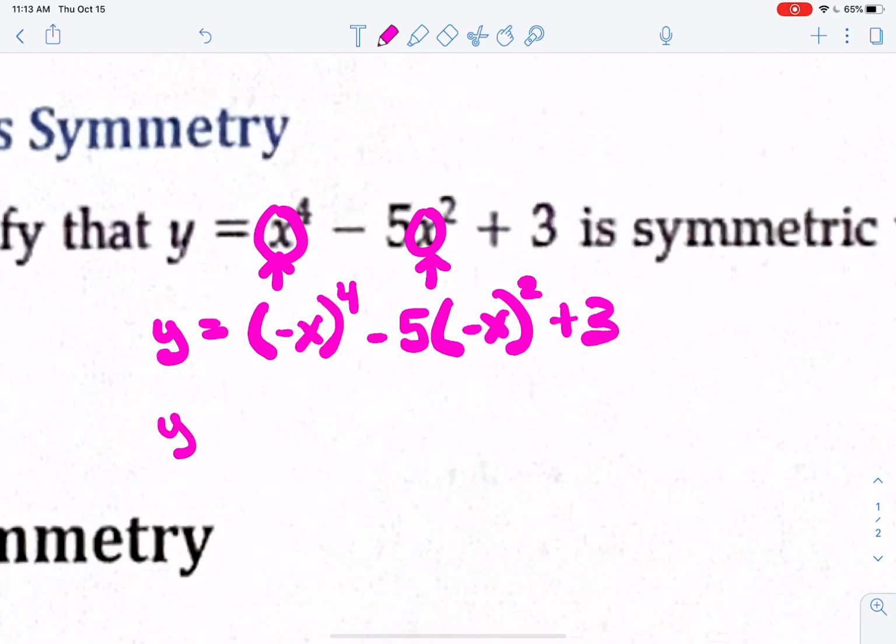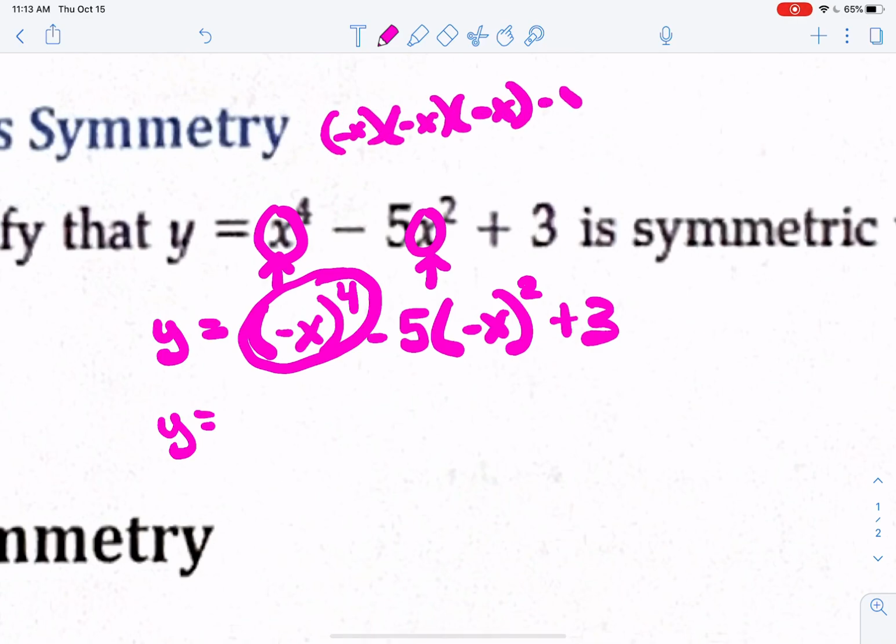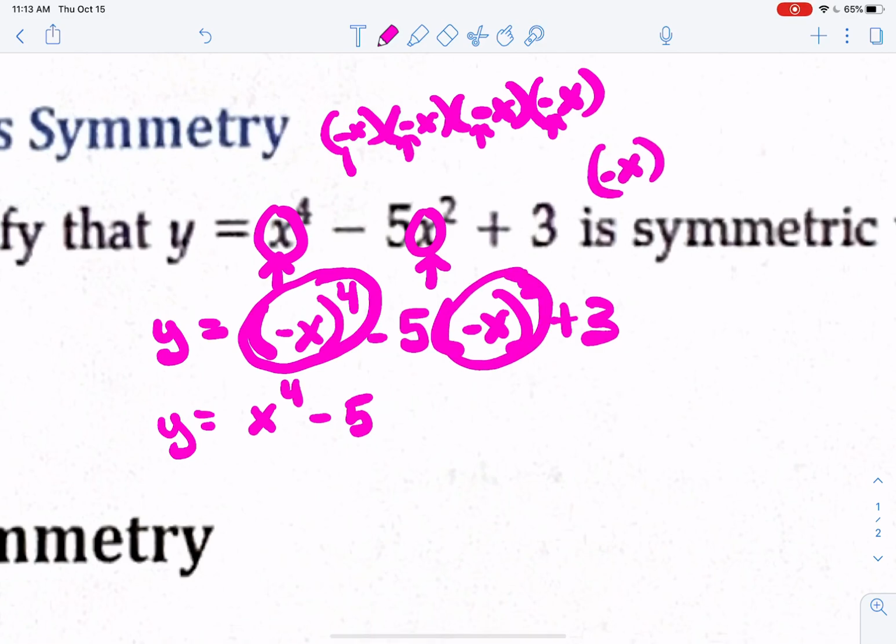Okay, and so what happens is, if I take negative x to the 4th power and simplify, it means negative x times negative x times negative x times negative x, 4 times, right? So I have a negative and a negative and a negative and a negative, which is going to turn that to positive. So really negative x to the 4th power is the same thing as positive x to the 4th power, because there are 4 negatives, which make a positive. Then minus 5, and this negative x squared does the same thing. Negative x squared means negative x times negative x, which ends up being positive. So that is positive x squared.